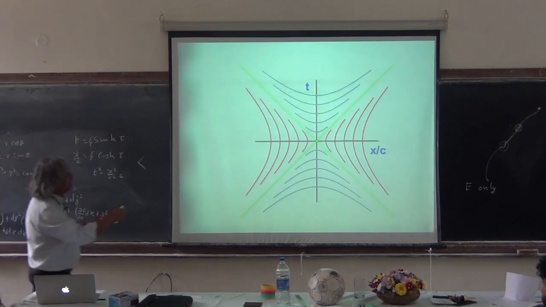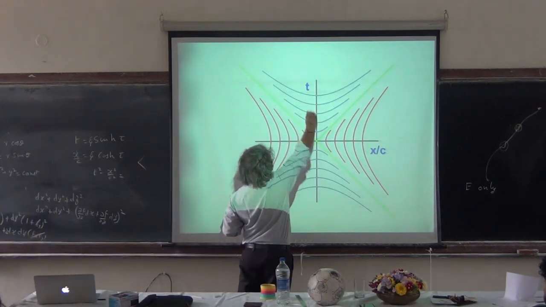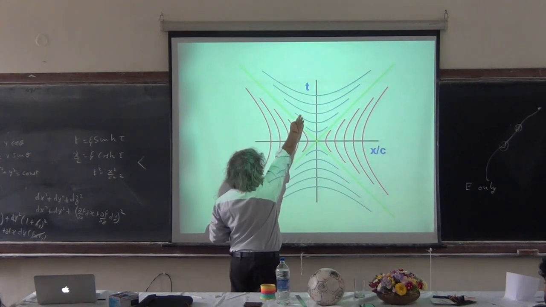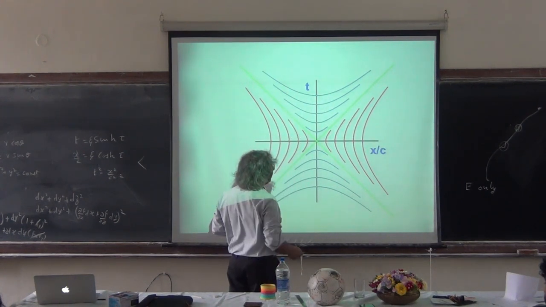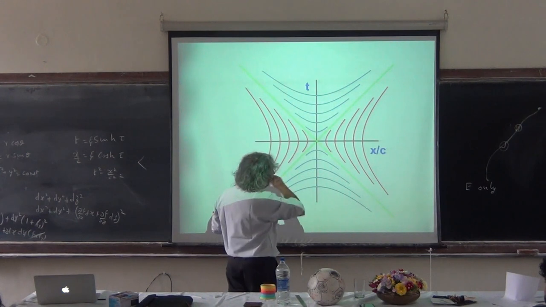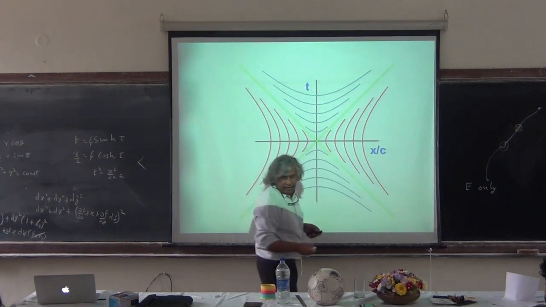Now, that radiation is all in this region, where he sees a time-dependent field, from which he can extract energy if he wants to. That's radiation. Whereas the Rindler observer will not see radiation.